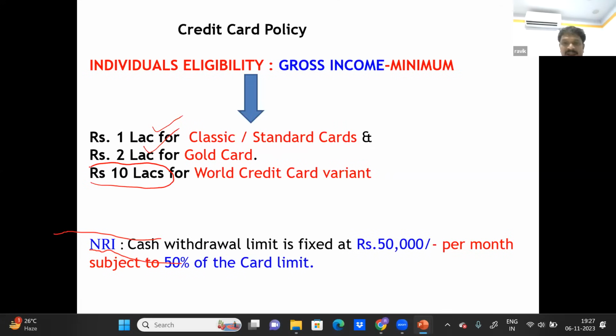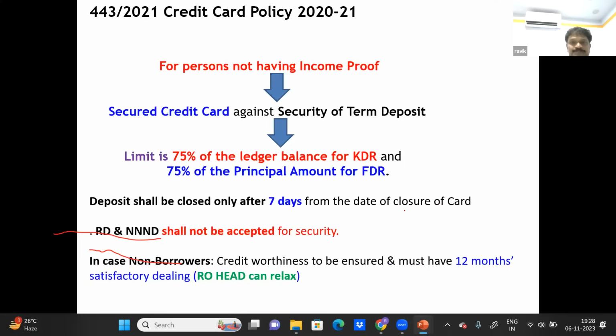Then if an NRI wants to take a card and wants the cash withdrawal facility through the credit card, remember: 50% of the card limit, maximum 50,000. Whether he is an NRI or a resident, the amount is the same. I think I have seen this question on cash withdrawal 2-3 times.